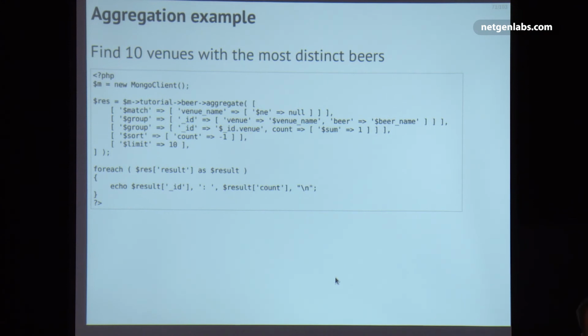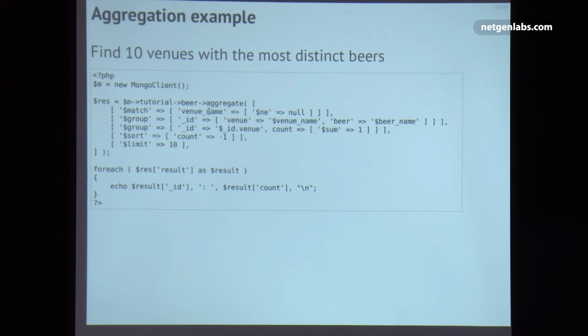All right, so as an aggregation example, I have an example here, and you're going to need some of this in the exercise that's going to follow up. So what I'm doing is I want to find 10 venues with the most distinct beers that I have. This is not a very simple thing, because you can see I use one match, 2 groups, a sort, and a limit. So the first match is to make sure that I'm only getting beers that actually have a venue associated with them.